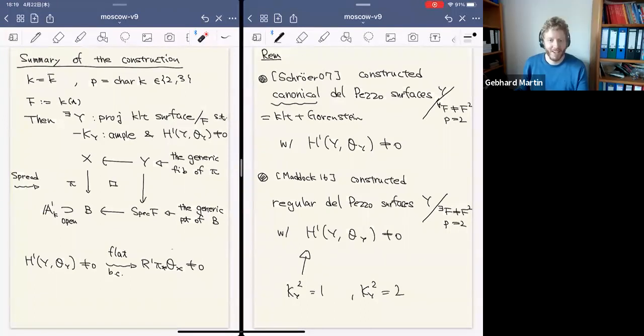Can I ask one more thing about those examples? Are they all geometrically non-normal? Is it even possible to write down a geometrically normal example where this phenomenon happens?